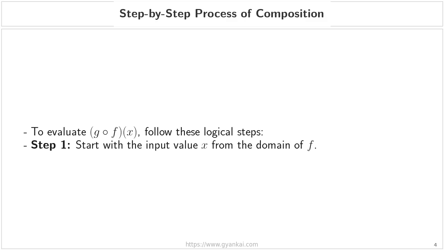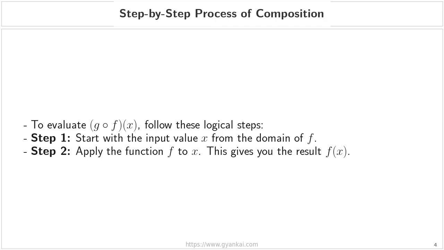Step-by-step process of composition. Now that we have established the formal definition and the factory analogy, let's break down the actual process of how to evaluate g circle f of x. To do this correctly, we follow a specific logical sequence. First, in step 1, we begin with our initial input value, x, which must be a valid element from the domain of function f. Moving to step 2, we apply the function f to this value x. This operation gives us an intermediate result, which we denote as f of x.